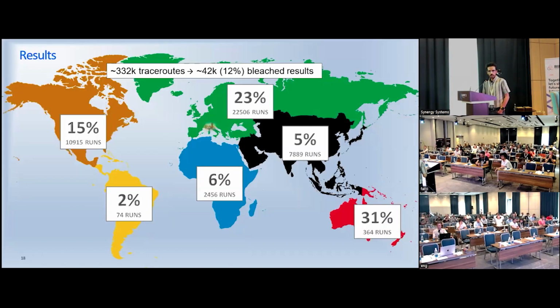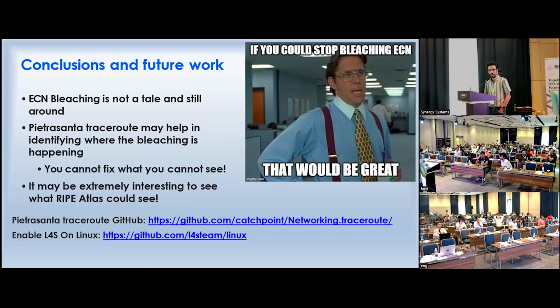So when we send data to other network, these are the results of the over 300,000 trace routes. The rates of bleached results in different regions of the world.